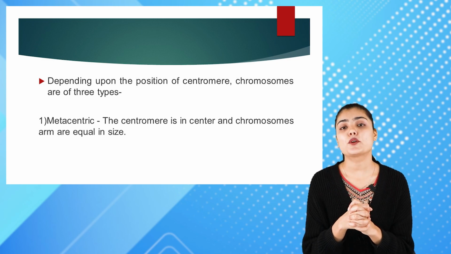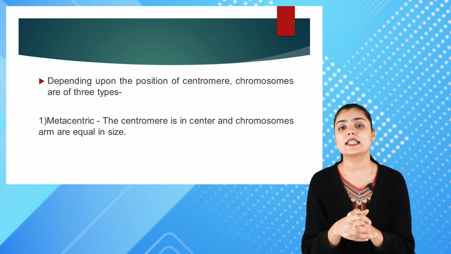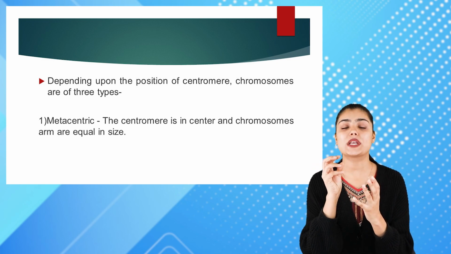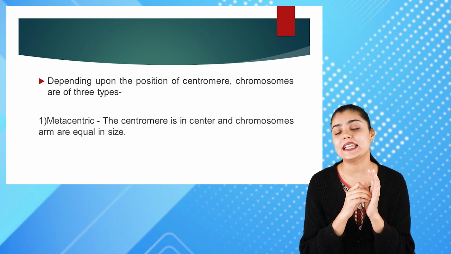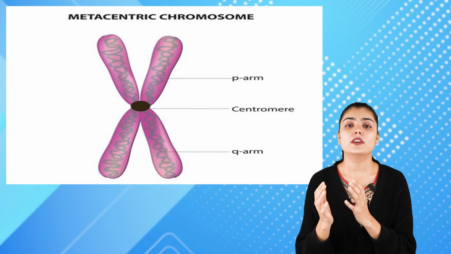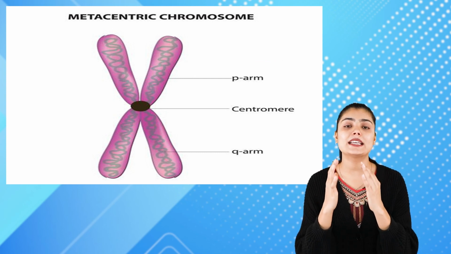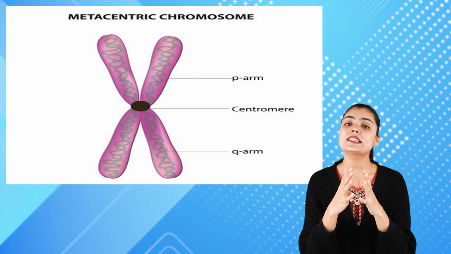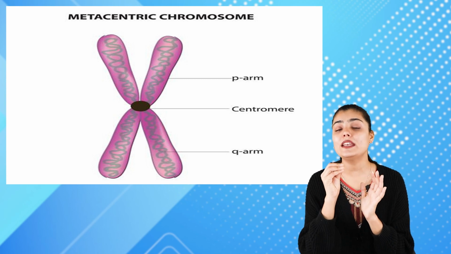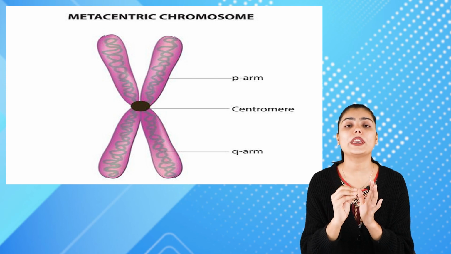The first type of chromosome is called the metacentric chromosome. From the term itself, we can understand that a metacentric chromosome is the chromosome which has the centromere exactly in the center, dividing the chromatids into two equal arms. Here on the screen, I have displayed a picture of a metacentric chromosome. As I said, the centromere is in the center, and it divides the arms of the chromosome into two equal halves.